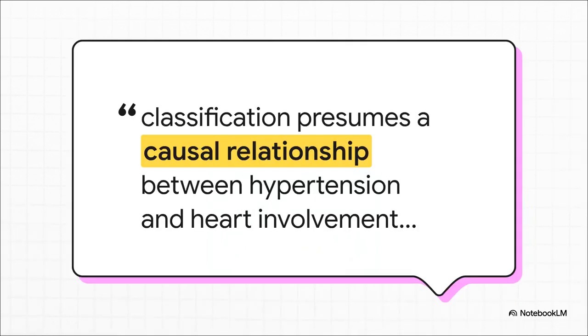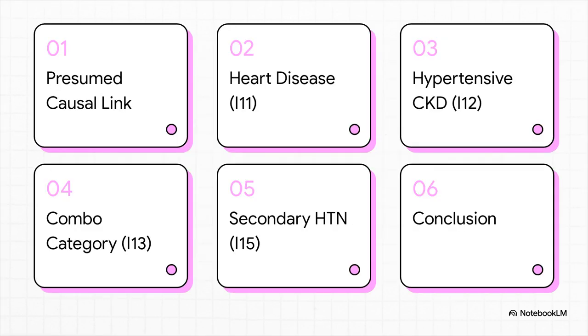Before we get into the weeds, let's establish our absolute authority. Forget what outdated textbooks might say, the CMS guidelines override everything, and their exact wording is our golden rule today. The guidelines literally state that the classification presumes a causal relationship between hypertension and heart involvement, and between hypertension and kidney involvement. So here's our roadmap for this explainer.